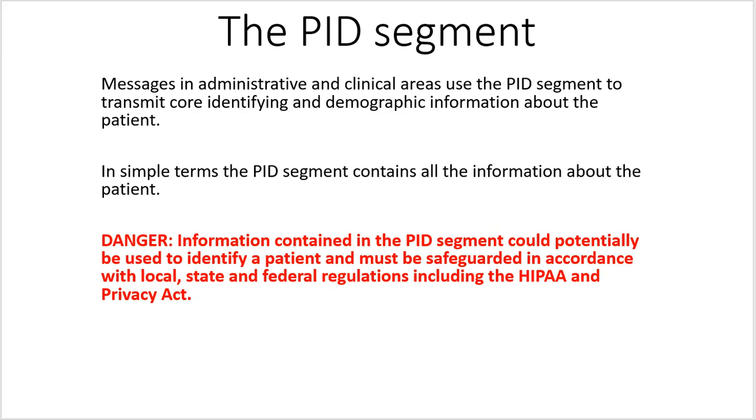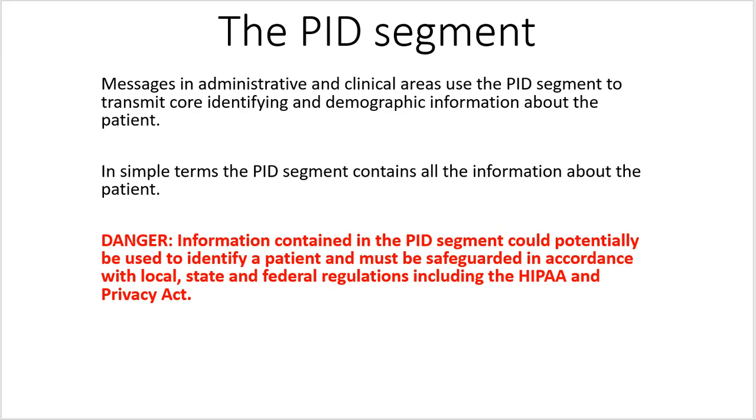Danger. Information contained in the PID segment could potentially be used to identify a patient and must be safeguarded in accordance with local, state, and federal regulations, including the HIPAA and Privacy Act. In other words, if you are having an interface problem and you think it might be in the PID segment and you grab a couple messages from your log file and send it to your vendor, well, you've just committed a HIPAA violation. You can't send your vendor patient information, even in an HL7 segment.